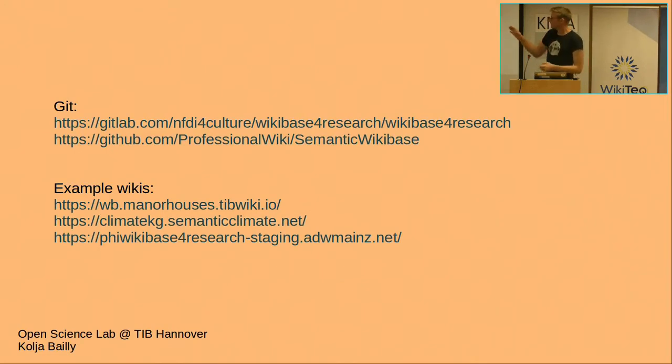Okay, I will share this. So we have here links to the GitHub. The upper one is our software, which makes it easy to use Semantic Wikibase. The second one is the original Semantic Wikibase extension made by Professional Wiki. And then we have three wikis that we created within the last three months using this technology. So this shows, I think, that it's really fast development. You can save a lot of time and create great projects in much less time.